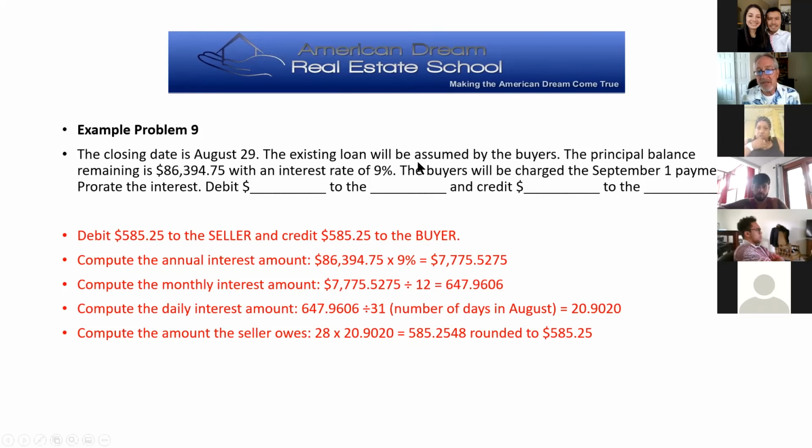So again, when I'm making this statement here, the buyers will be charged a September 1st payment in this question. Correct. That's not for September. Right. That's for all of August. Correct. But was the buyer in the property for all of August? Not at all. The buyer was only in the property from the 29th on. Since they're getting the bill of all of August for September 1st, that's why the seller needs to pay a credit for the time that the seller was in the property that the buyer was not in. Right. Okay.